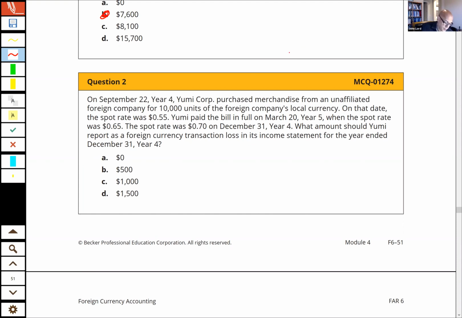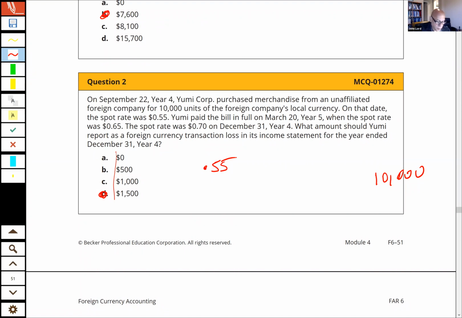But the right answer is D. So we're sitting here and we have September 22nd, year 4, Yumi Corp purchased merchandise from an unaffiliated foreign company for 10,000 units of the foreign company's local currency. Now I'm going to pick up that 10,000 units because I know I'm going to have to multiply something by that 10,000 units, because I have answers here in dollars. On that date, the spot rate was 55 cents. So when they recorded the transaction, the rate was 55 cents.